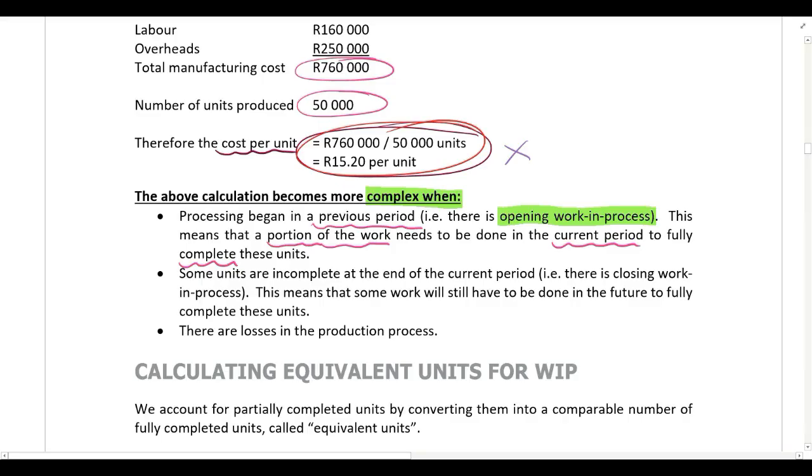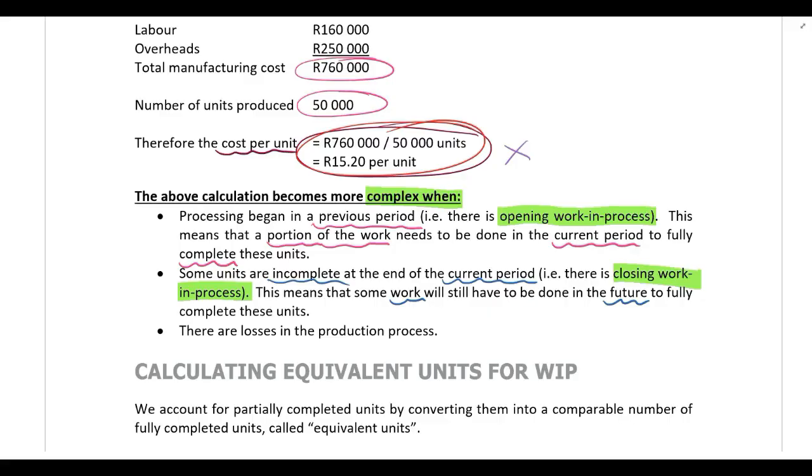What else complicates our calculations? The fact that we have closing work in process. Now you must understand the differences between opening and closing work in process. We've discussed opening work in process. Closing work in process means that I started the units in the current period, but I didn't finish them. So the units are incomplete at the end of the current period. I started production, but I didn't complete them. So in the future, I'm going to have to still do more work on these units in order to fully complete them. In the next financial year, I will have to then complete these units.